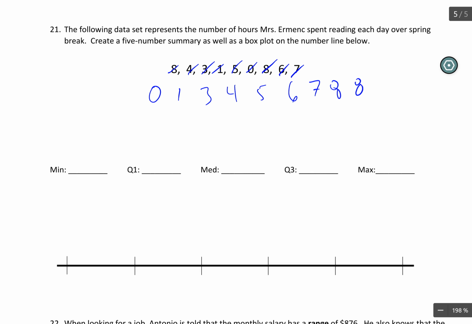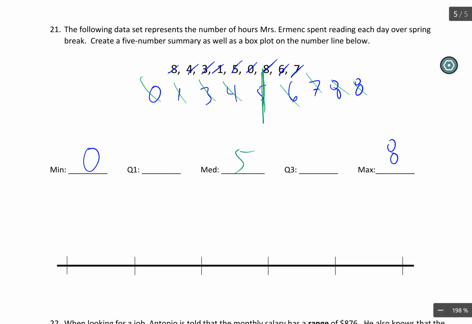All right, so now that I've put them in order from least to greatest, I want to cross them off. Well, let me not get ahead of myself. So first I can find my minimum. Minimum is my smallest value. I can find my maximum, which is my largest value. So now I can find my median by crossing them off, looking for that middle data value. And so I found it here, and so it is 5.